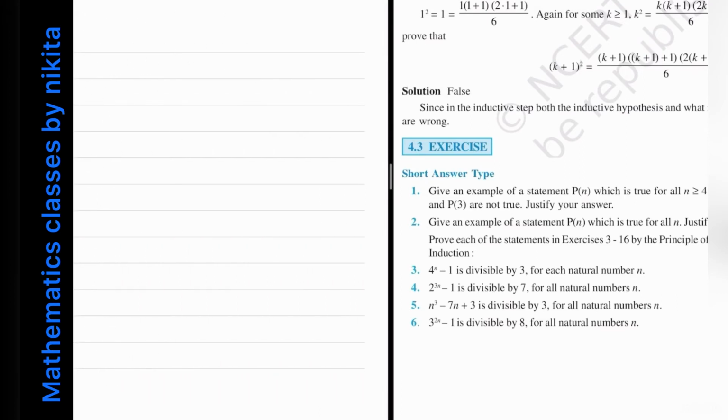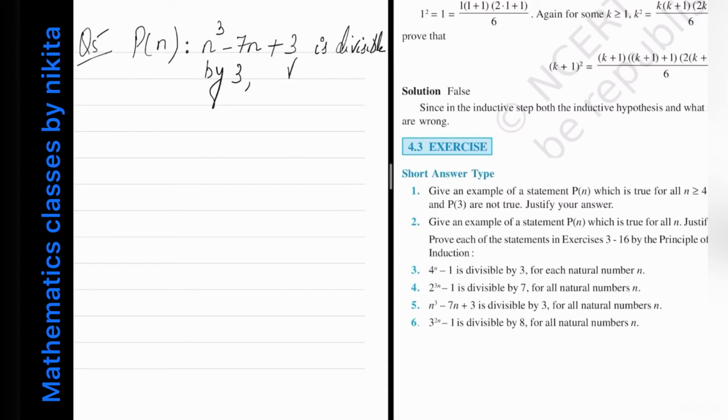You have to show that n cube minus 7n plus 3 is divisible by 3 for all natural numbers n. So question number 5. So first of all, denote this statement by p of n. So p of n becomes n cube minus 7n plus 3 is divisible by 3 for all n greater or equal to 1. So again the base case is starting from 1.